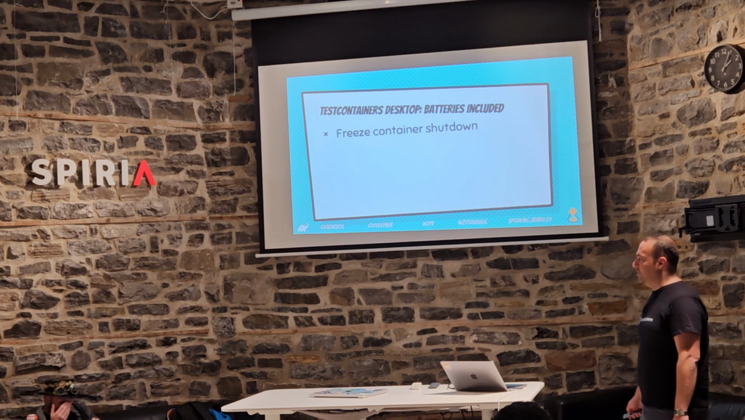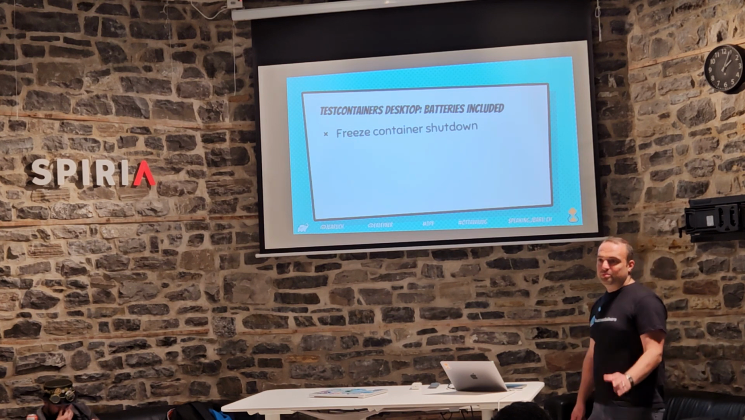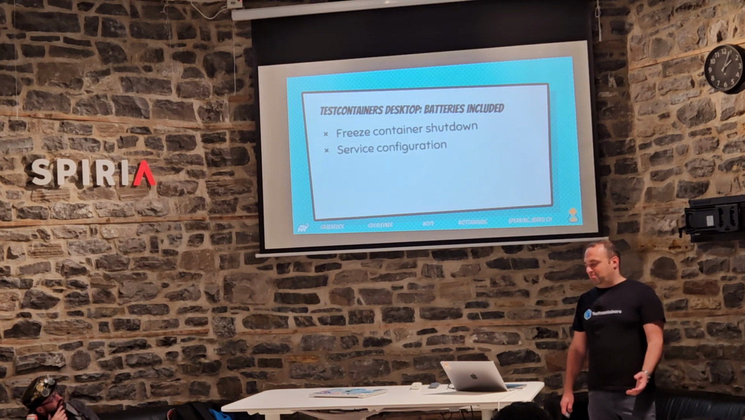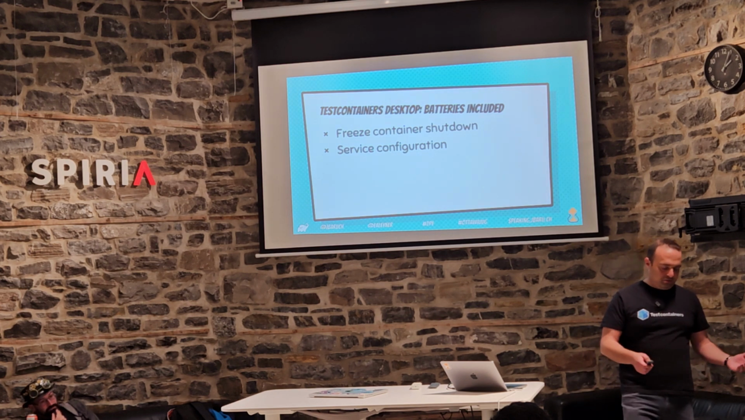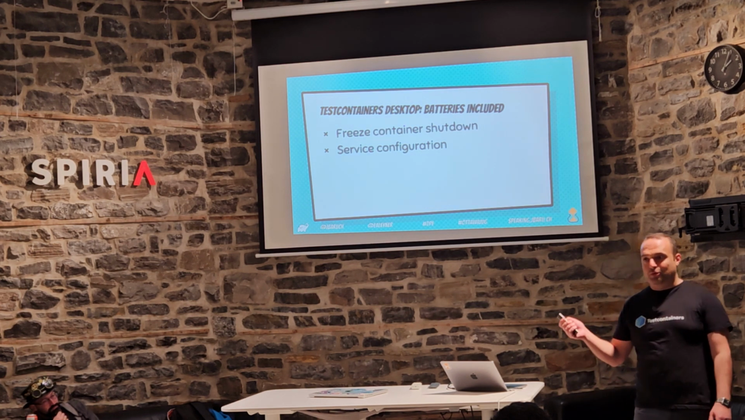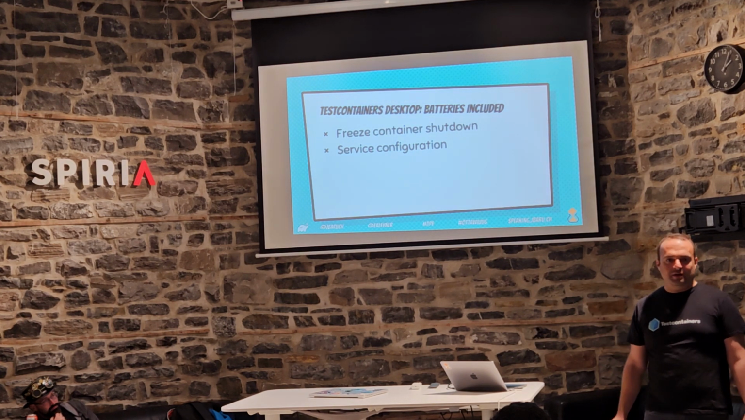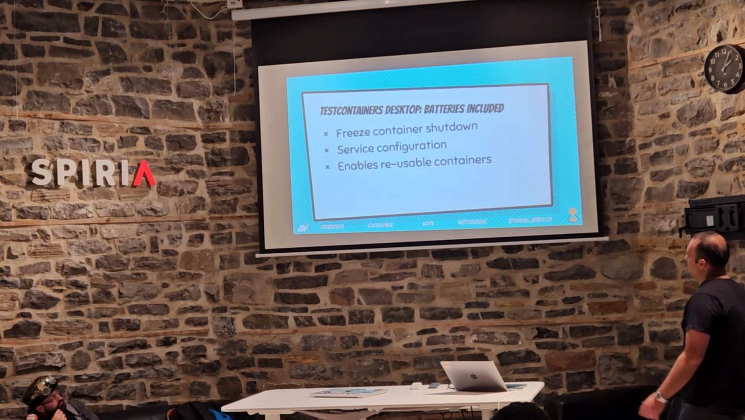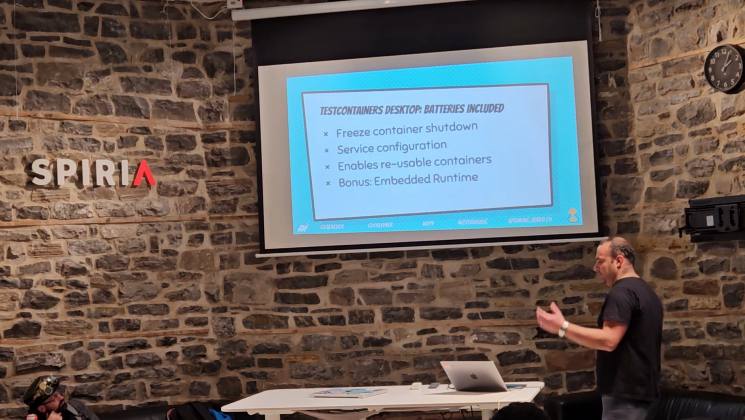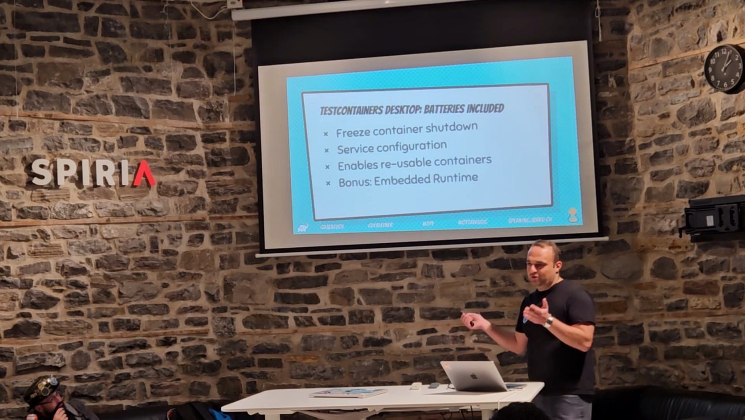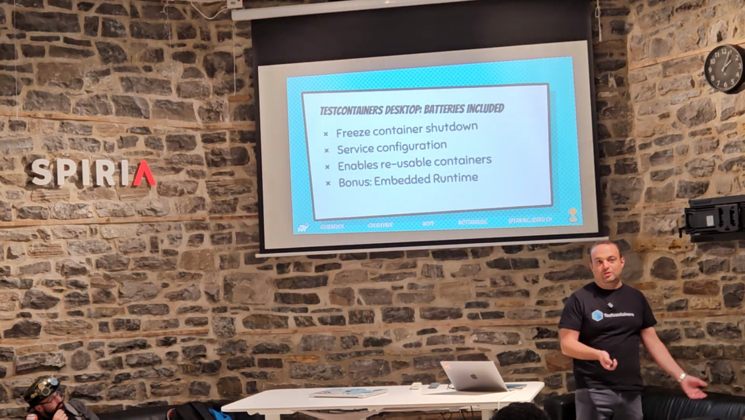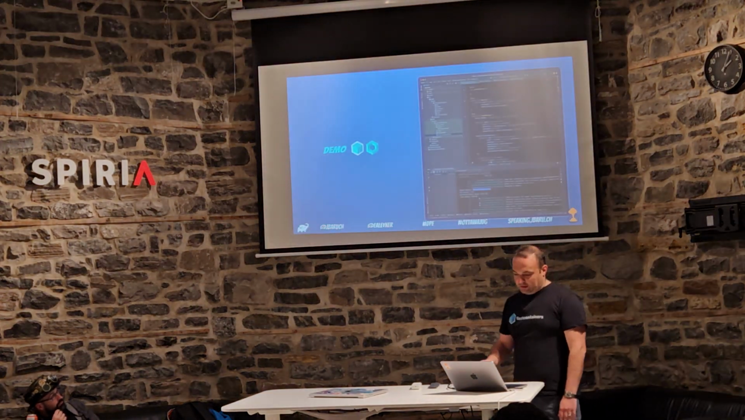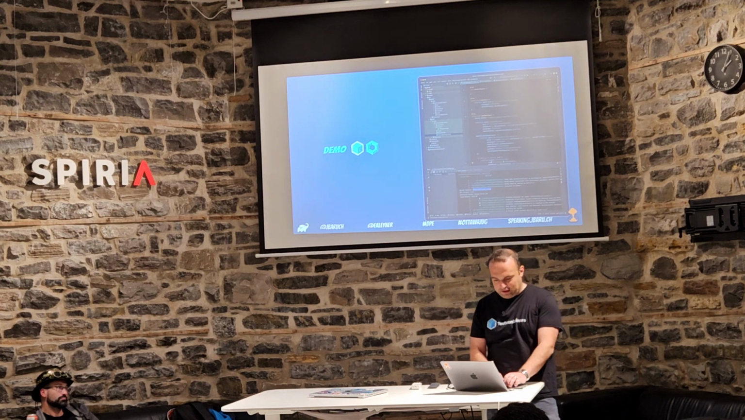With Testcontainers Desktop, you can say, hey, freeze a container shutdown. Don't bring it down. I want to be able to log into this, and I want to see what's inside of it. It has service configuration, so you can say, hey, Testcontainers spins up containers on random ports, but my tooling expects containers to be available on a particular port. I want to be able to forward my ports over to that. I can reuse containers, and as a small bonus, we added an embedded runtime. You can run it without having Docker Desktop on your local machine. I'm going to do a small demo of this in a second.